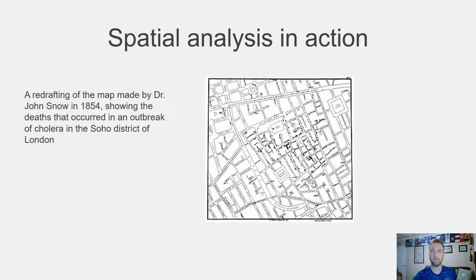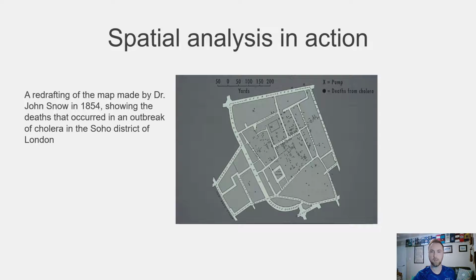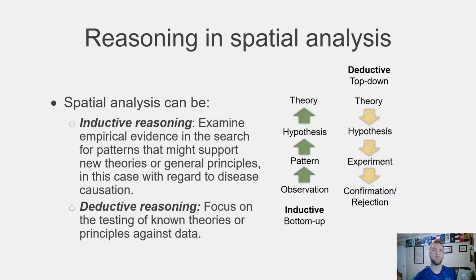And this is just a redrafting of the very famous John Snow map, just to make it a little easier to understand. But essentially, John Snow did some of the earliest spatial analysis. So, reasoning and spatial analysis. Spatial analysis can be either inductive or deductive. Inductive reasoning is when you examine empirical evidence in the search for patterns that might support new theories or general principles, in this case with regard to disease causation. So John Snow practiced inductive reasoning.